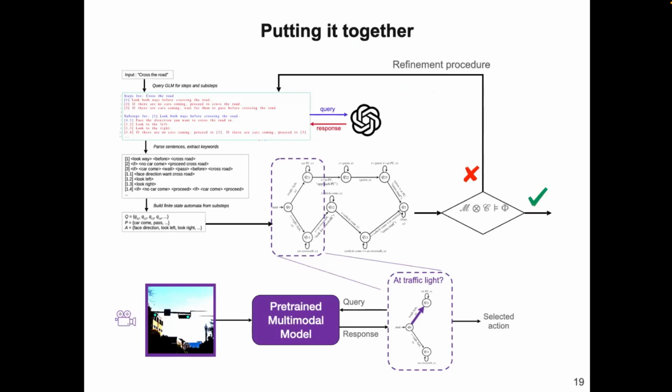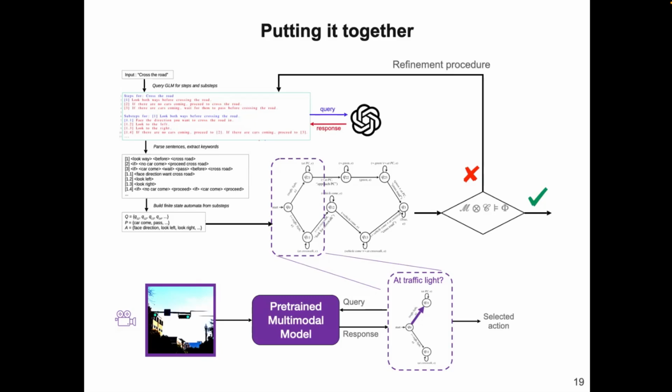So putting these things together, the top level was interacting only with an LLM, and only for building these controllers. Then once verified, you implement that. And the bottom part is the interaction with this pre-trained multimodal model, and it runs during the execution. So that is that.